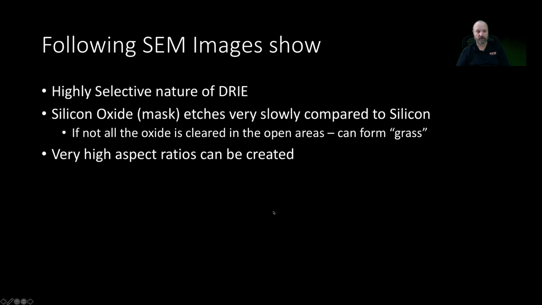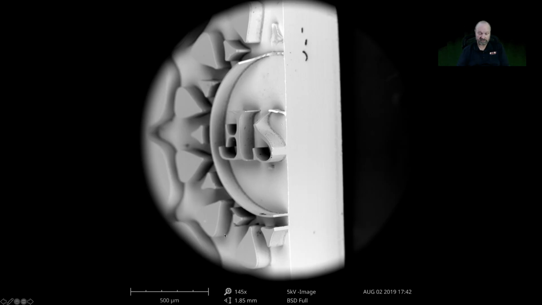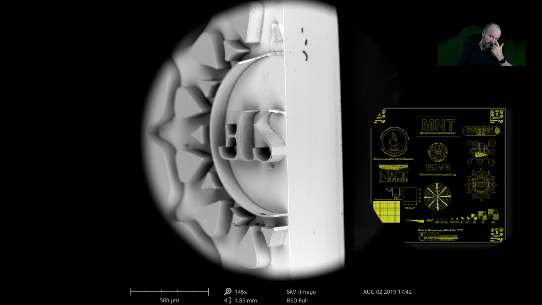So here's some real images. Okay, so they're scanning electron microscope images. That's what SEM stands for. And it shows some highly selective deep reactive ion etching examples. So this is a National Science Foundation logo that we have on a metrology mask that we use in the clean room. So what we did was we patterned a very thin layer of silicon dioxide with photoresist, and then we etched the silicon dioxide away, which made it a masking material. And then we subsequently etched it in a deep reactive ion etcher.